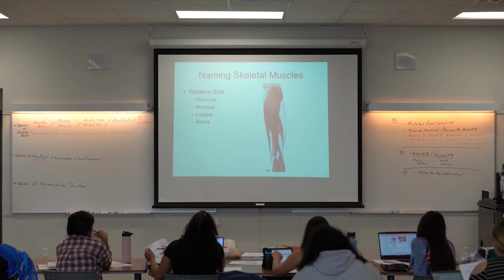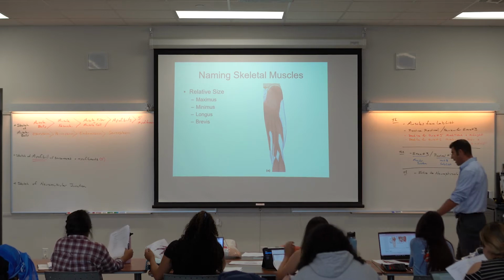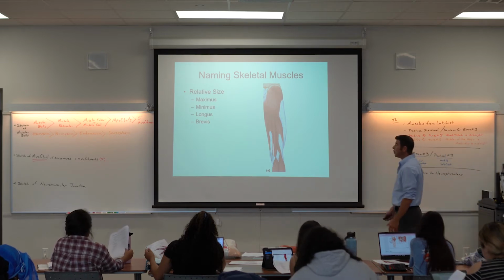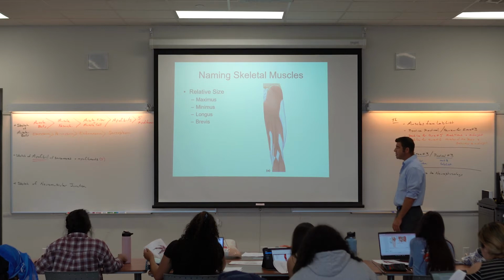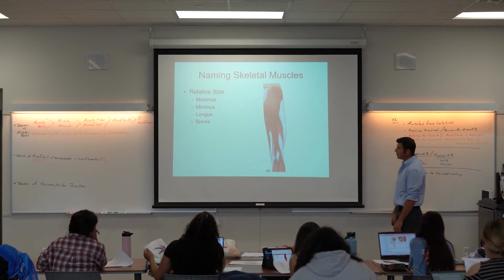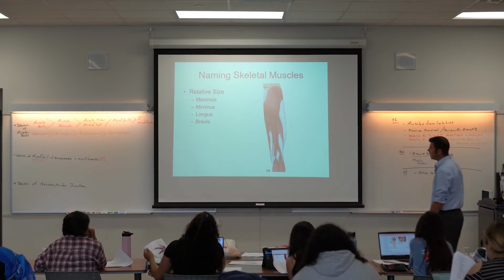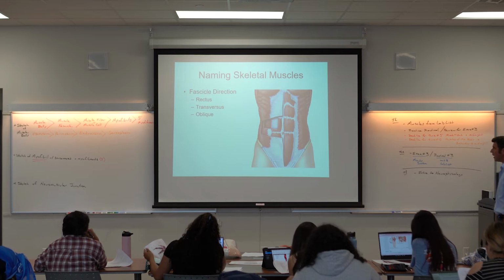They can also be named after their relative size, which is going to be the case with some of the muscles in the thigh. We'll see gluteus maximus or gluteus minimus. There's adductor longus, adductor magnus, adductor brevis. We'll see several muscles named after their size.